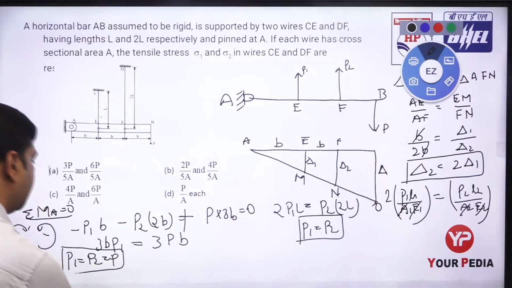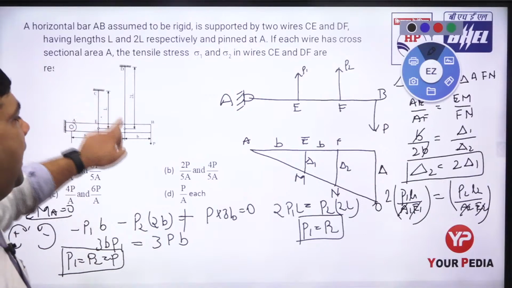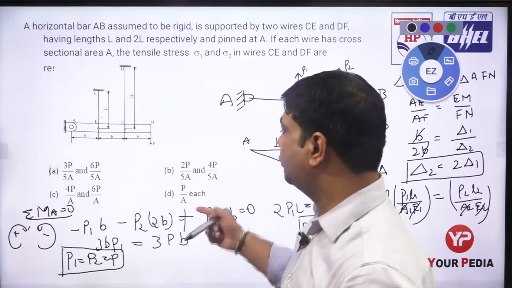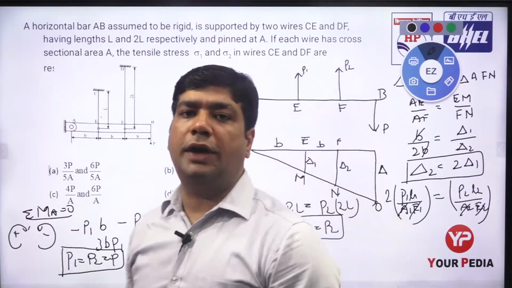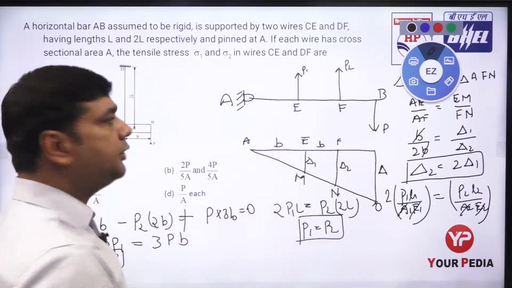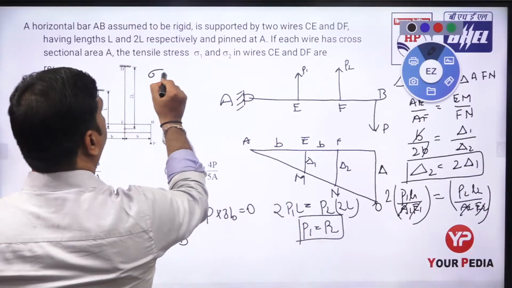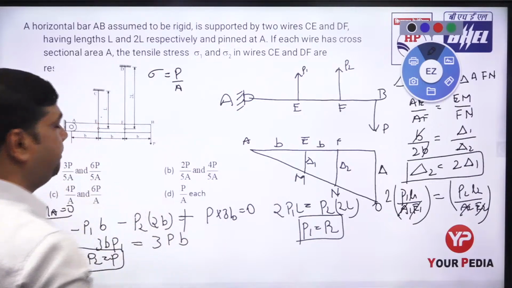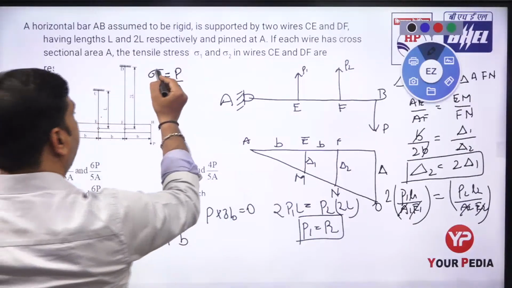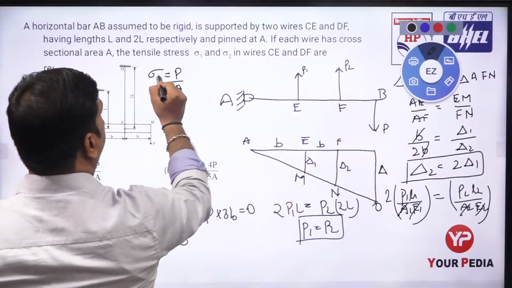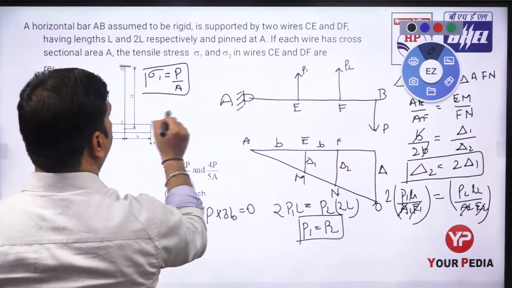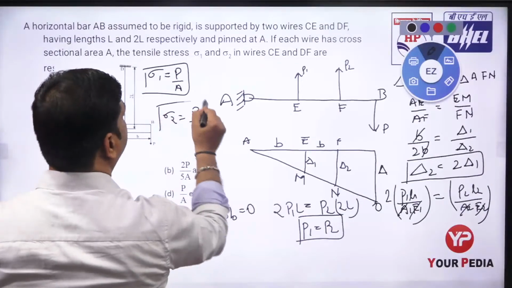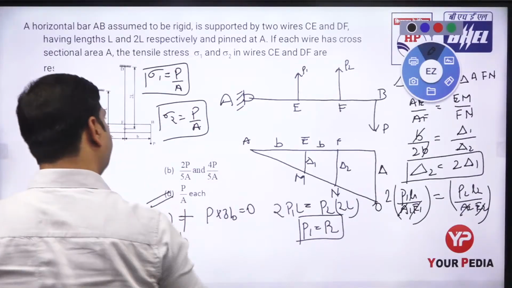So whatever the forces are acting at points E, F, and B, all are equal. So the stresses are also equal. So even if I find the stress at that point, sigma equals P by A. Here the force is P and the area is A. So whether we find it at point 1 or point 2, the same thing, P by A. So the answer is again D.